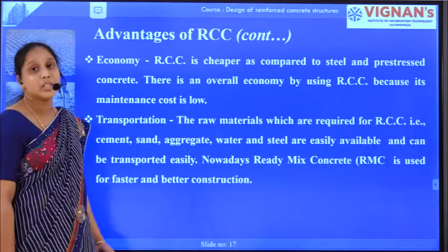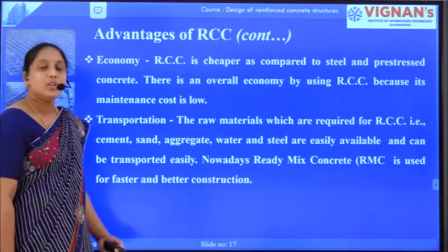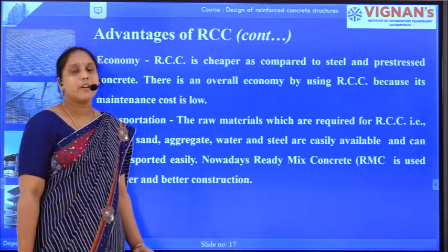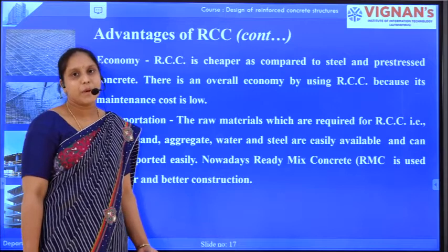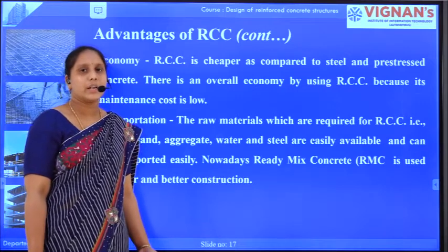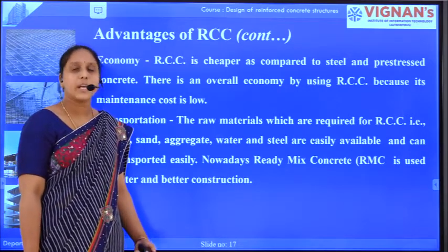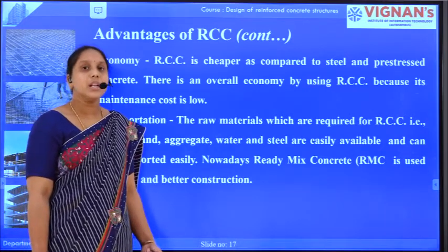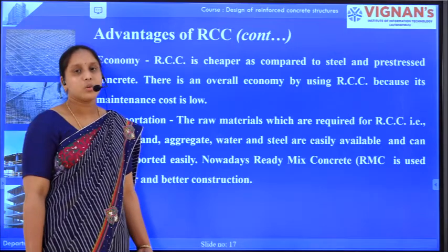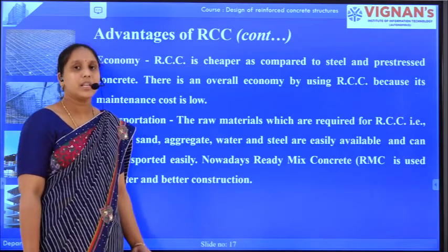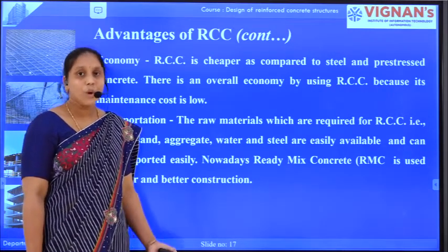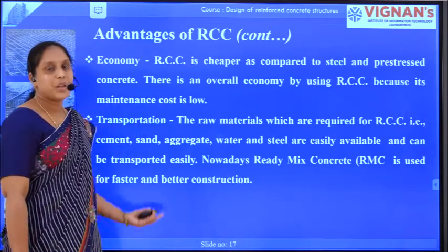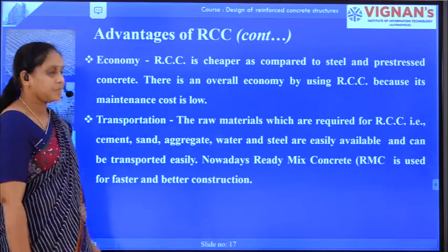The next advantage is transportation. The raw materials which are required for RCC like cement, fine aggregate, coarse aggregate and all are easily available, and they can be easily transported. And nowadays we can see ready mix concrete also, which is easily available and easily transported. So the other advantage is the transportation.